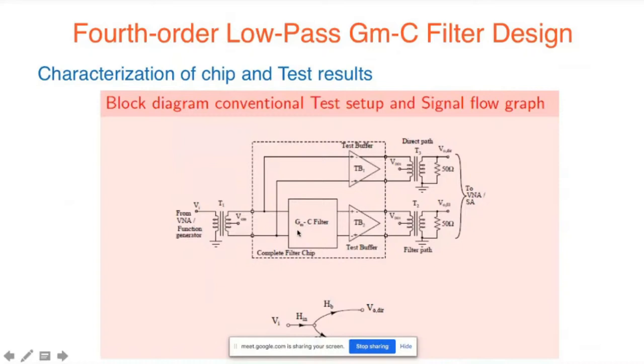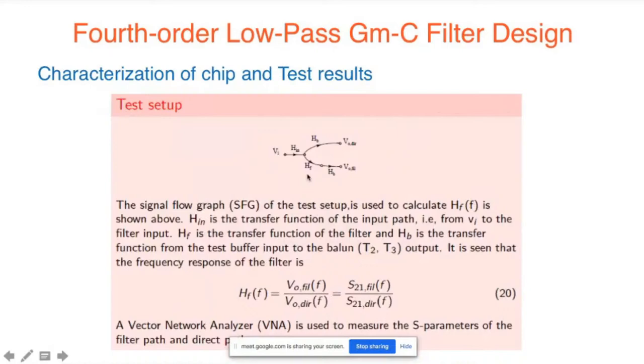Now, an important thing is we can see there are two test buffers, and two paths. If you see here, one is the direct path, where Vi is the input and the transfer function is H, and this is the filter transfer function, and this is the test buffer transfer function, and similarly this. Now if I want the transfer function of this path, then I get this transfer function multiplied by this transfer function, assuming that both are independent. Then if I divide this transfer function by the direct one, I get my GMC filter transfer function. So that is exactly what we did here.